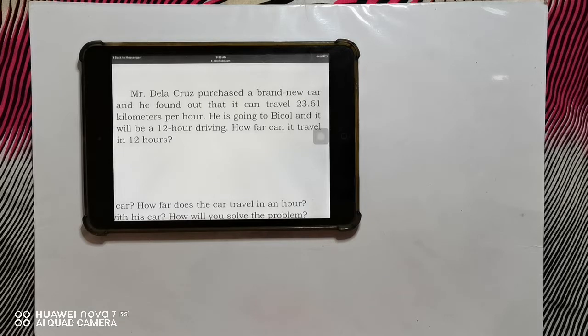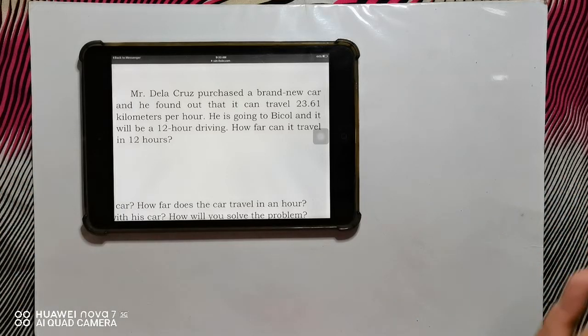Mr. De La Cruz purchased a brand new car and he found out that it can travel 23 and 61 hundredths kilometers per hour. Again, Mr. De La Cruz purchased a brand new car and he found out that it can travel 23 and 61 hundredths kilometers per hour. He is going to Bicol and it will be a 12-hour driving. How far can it travel in 12 hours? Now, this is an example of a word problem katulad nung last lesson during the week 3. That's about answering word problems.